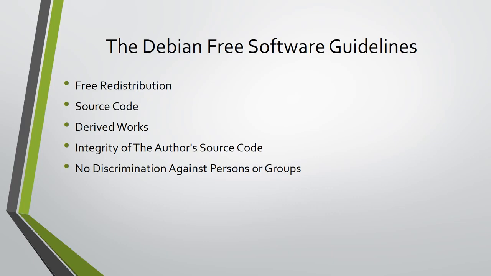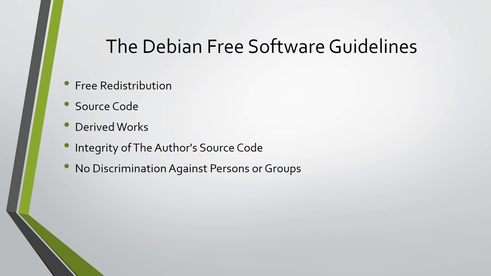Integrity of the author's source code. The license may restrict source code from being distributed in modified form, only if the license allows the distribution of patch files with the source code, for the purpose of modifying the program at build time. The license must explicitly permit distribution of software built from modified source code. The license may require derived works to carry a different name or version number from the original software. This is a compromise. The Debian group encourages all authors not to restrict any files, source or binary, from being modified.